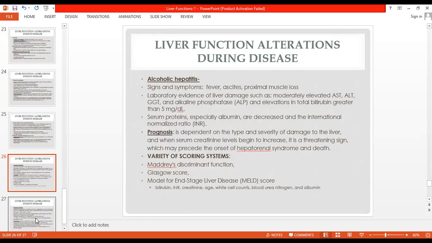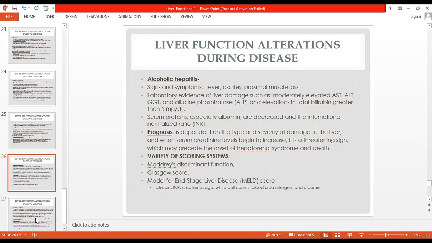The prognosis is dependent on the type and severity of damage to the liver. When the serum creatinine level begins to increase, it is a threatening sign, which may precede the onset of hepatorenal syndrome and death.